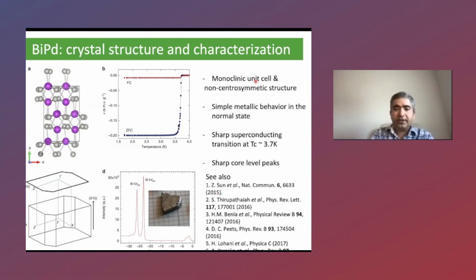This is a monoclinic unit cell and non-centrosymmetric structure. You can see the crystal structure here. So this top surface is different from the bottom surface. It is very metallic, and it also has a sharp superconducting transition temperature around 3.7 Kelvin. And you can see very sharp core levels, and this is the bulk and surface Brillouin zone.